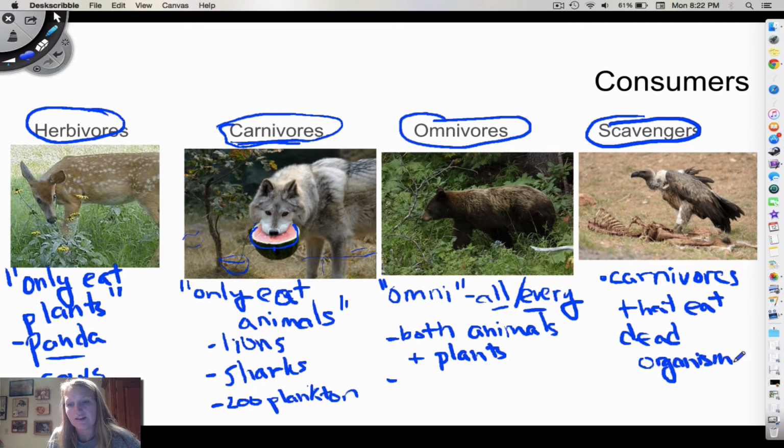All right, I'm going to go see if I can scavenge any food in the kitchen, meaning I'm going to try to find something that's already prepared for me that will be easy to make, right? So those are examples of consumers.